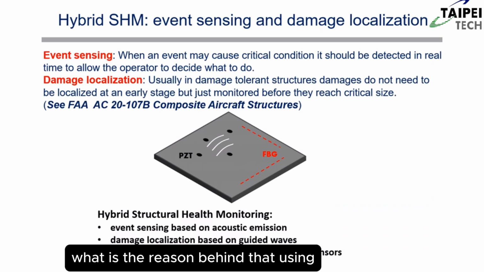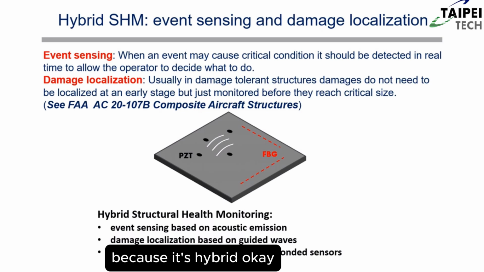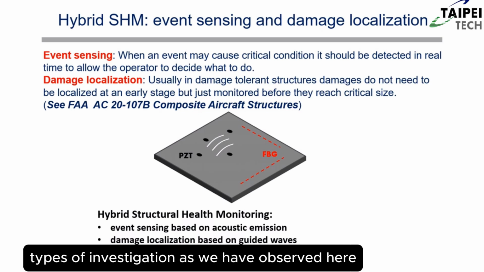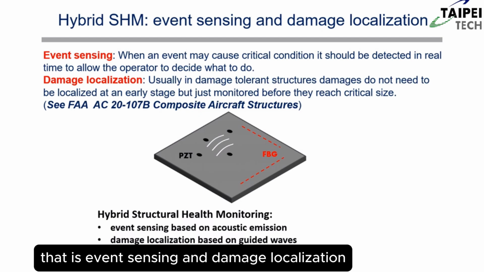In this SHM construction, let me go to why we use this hybrid SHM. What is the reason behind using this hybrid? Okay, why do we use this hybrid? Because in general we are interested in two types of investigation, as you have observed here, that is event sensing and damage localization.